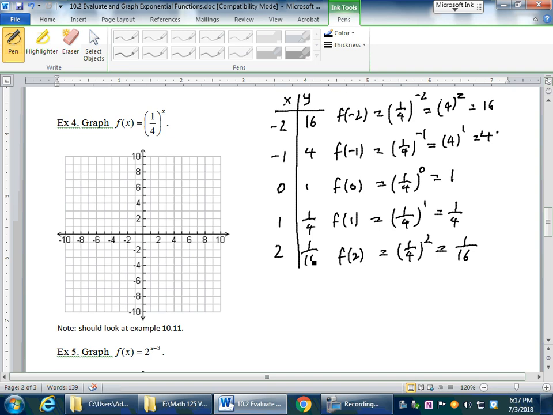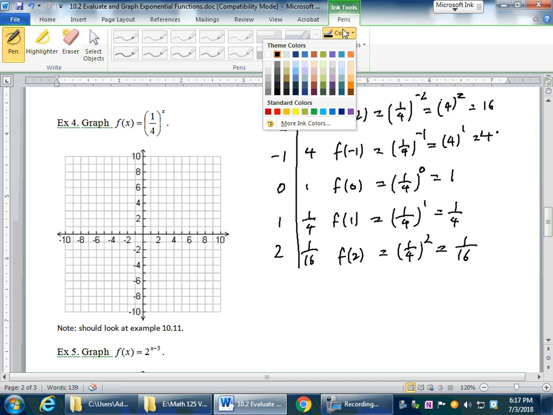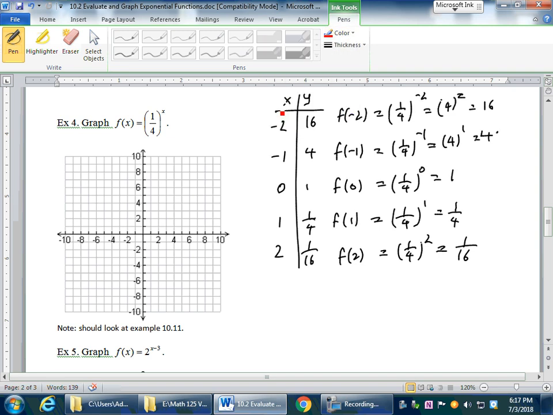And how's my graph going to look? Notice that 0 is 1, and 1 is what? 1/4, same as the base. It didn't change. So at 0 it will be 1. At 1 it will be 1/4. And at 2 it will be 1 over 16, which is very close to the x-axis again.